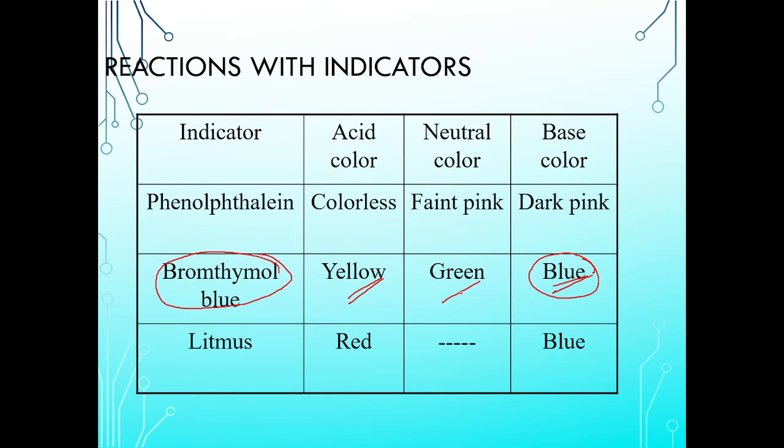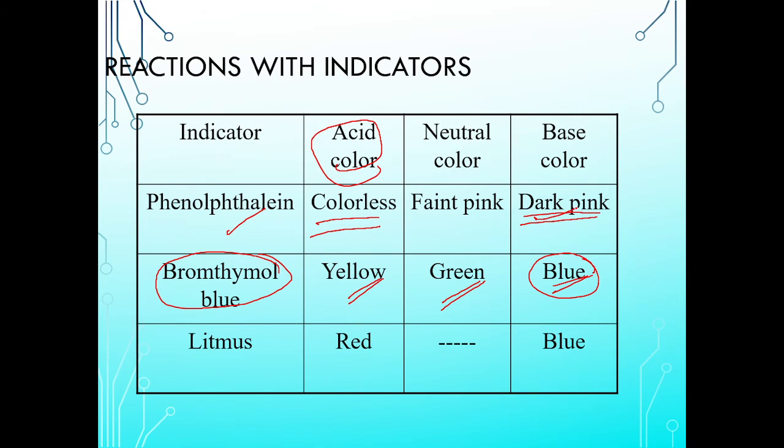And in neutral condition, it will be green in color. Okay? And then phenolphthalein, we all are aware about it. In acidic condition, it will always be colorless. Right? Whereas in basic condition, it is going to be dark pink, or you can somewhere assume it as red.